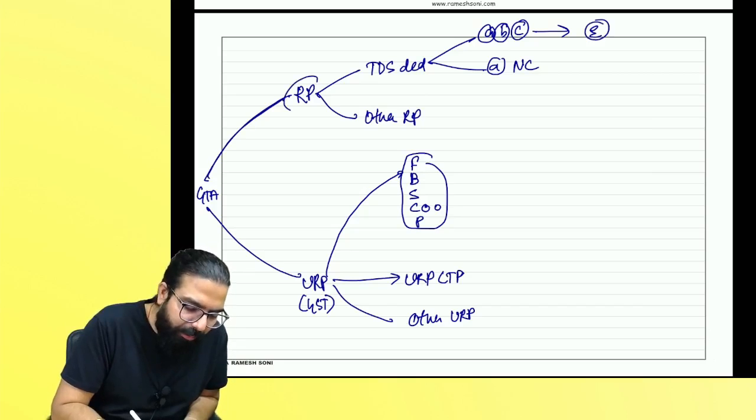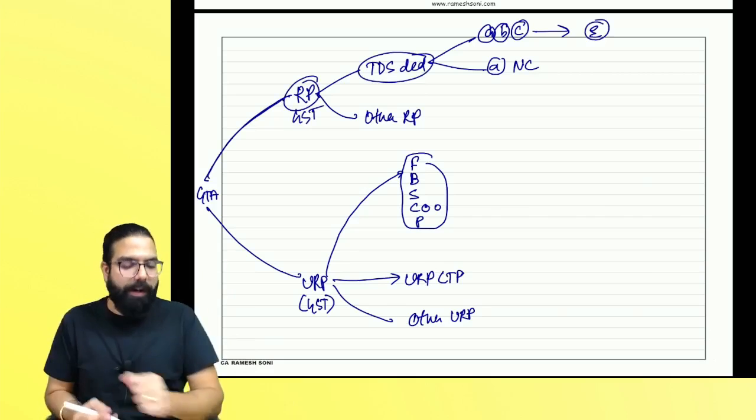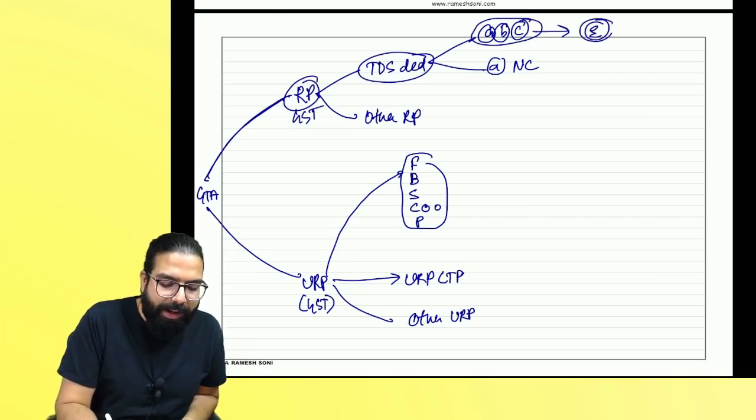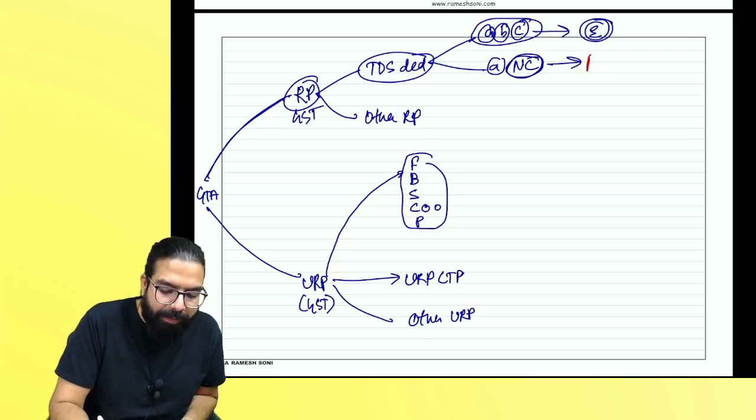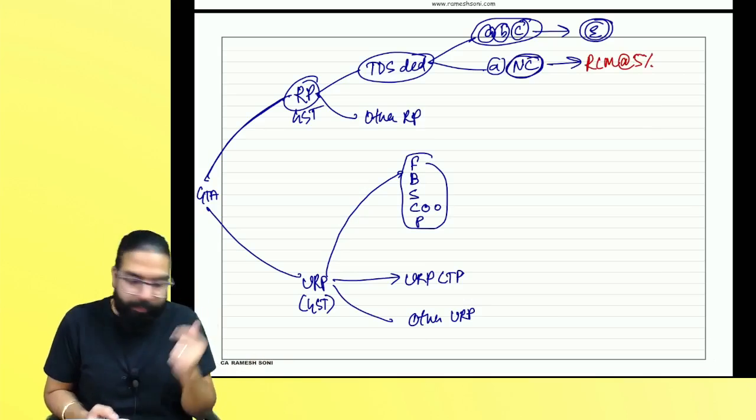So if GTA is giving services to a person registered under GST as what, everyone? TDS deductor, then the GST has been exempted. Can I go ahead, everyone? But in the case of a TDS deductor of notified category, RCM shall be applicable at the rate of 5%. Can we go ahead, everyone?